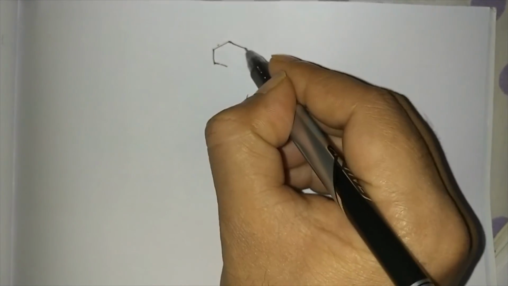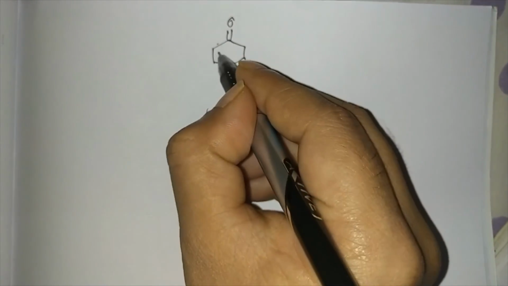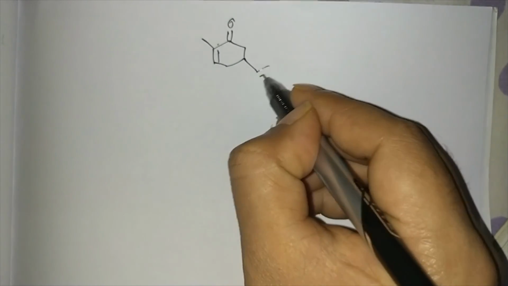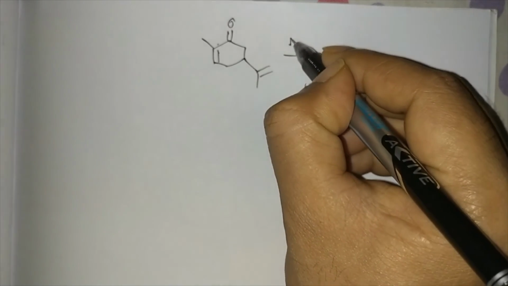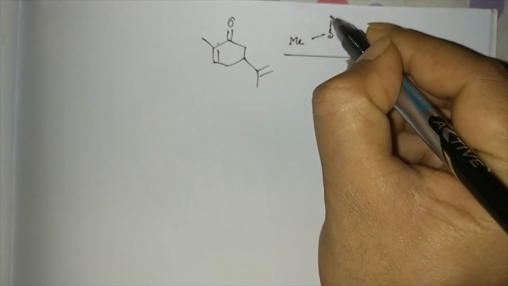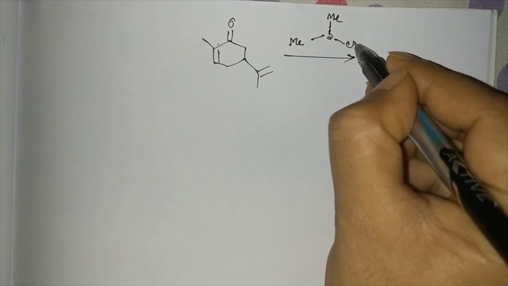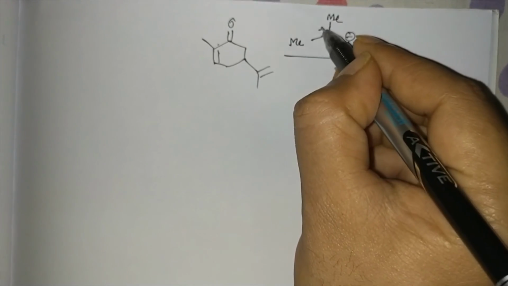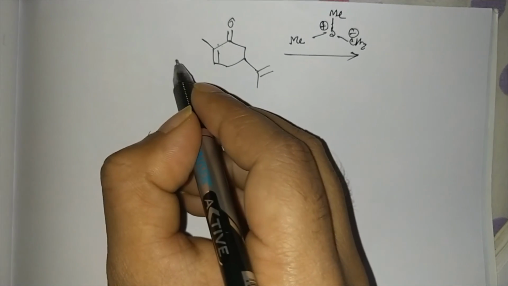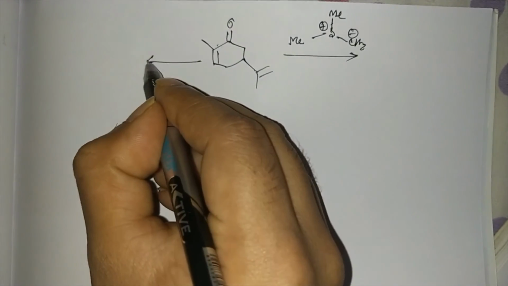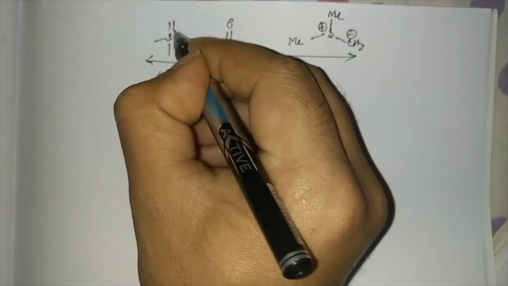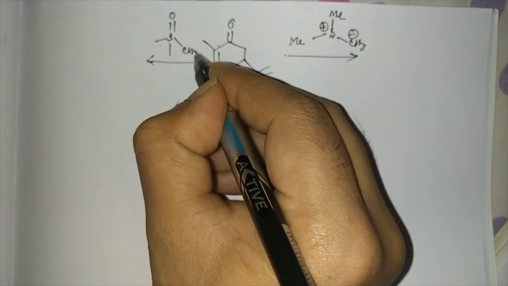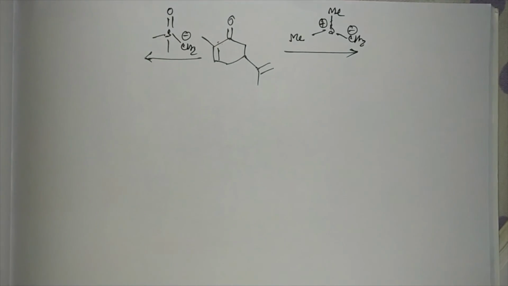Now we'll take one example. Let's say the substrate is this, and what will be the product if it is treated with this, and in another reaction with this? So what will be the product?